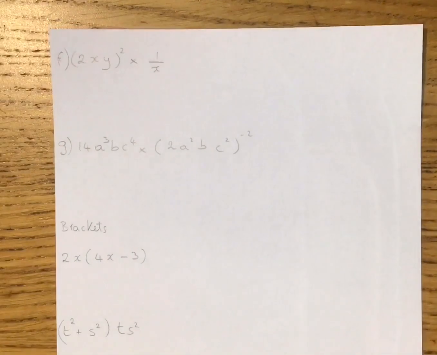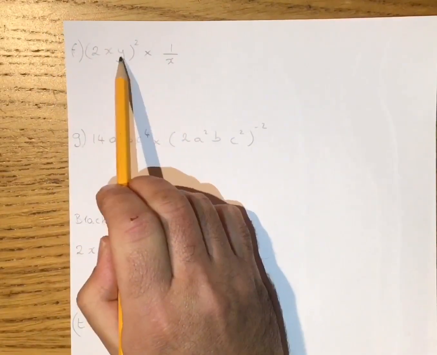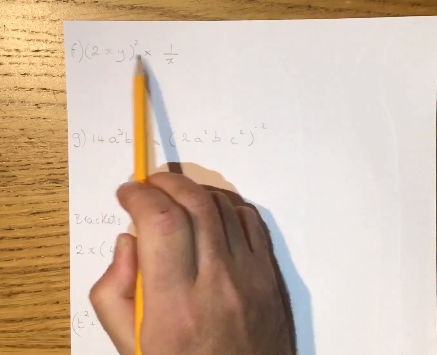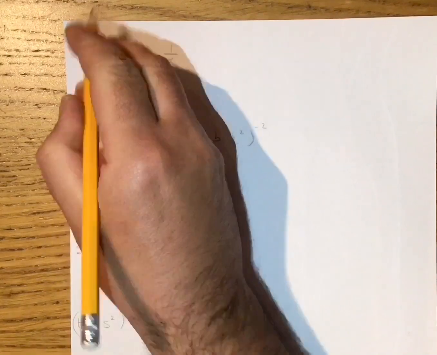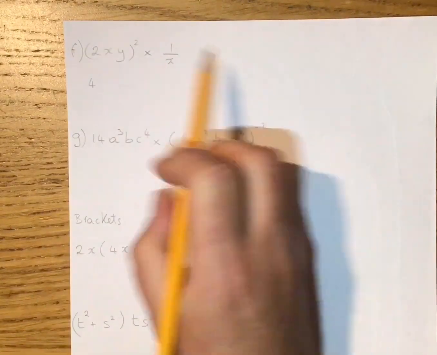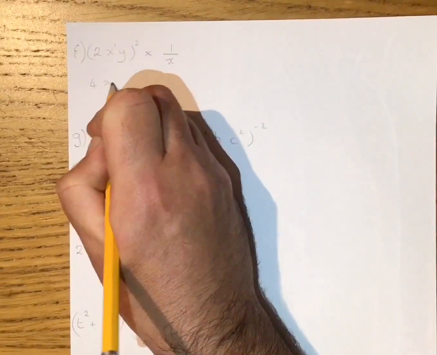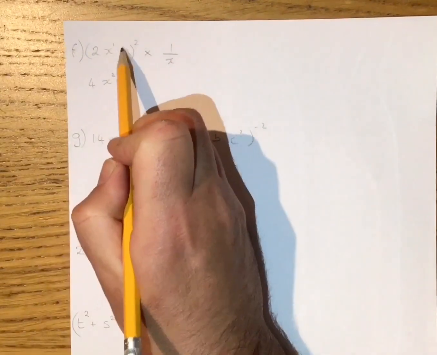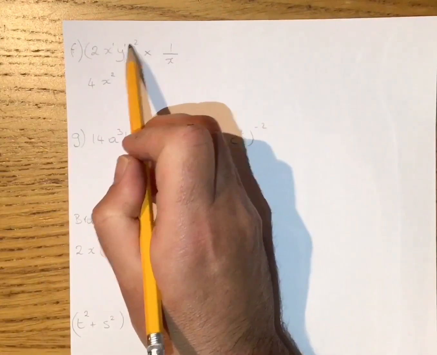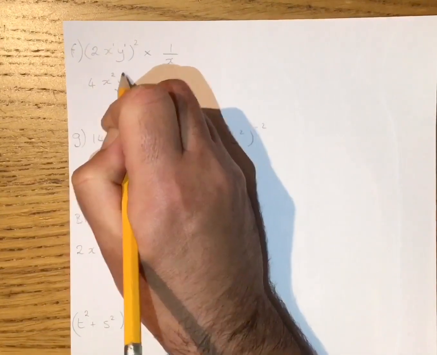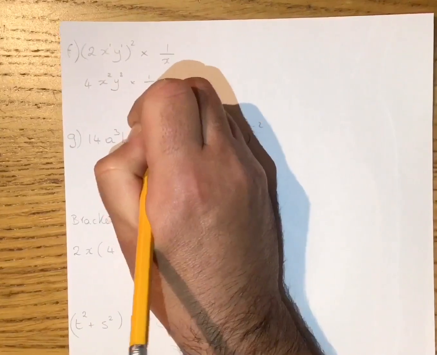Next we have 2xy squared, everything squared, times 1 over y, 1 over x. So we have 2 squared is 4. x to the power 1, squared: 1 times 2, 2, x squared. y to the power 1 to the power 2, power of a power, times the powers, 1 times 2, 2, y squared, times 1 over x.